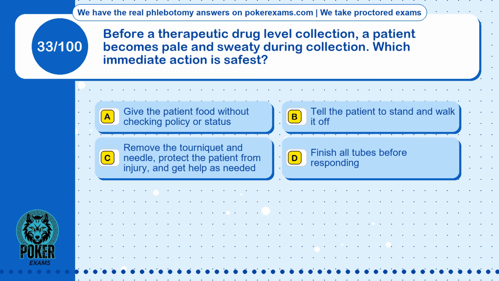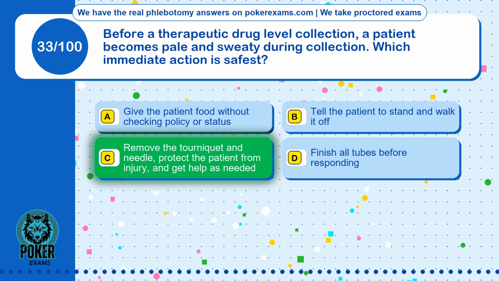Question 33. Before a therapeutic drug level collection, a patient becomes pale and sweaty during collection. Which immediate action is safest? Option A. Give the patient food without checking policy or status. Option B. Tell the patient to stand and walk it off. Option C. Remove the tourniquet and needle, protect the patient from injury, and get help as needed. Option D. Finish all tubes before responding.